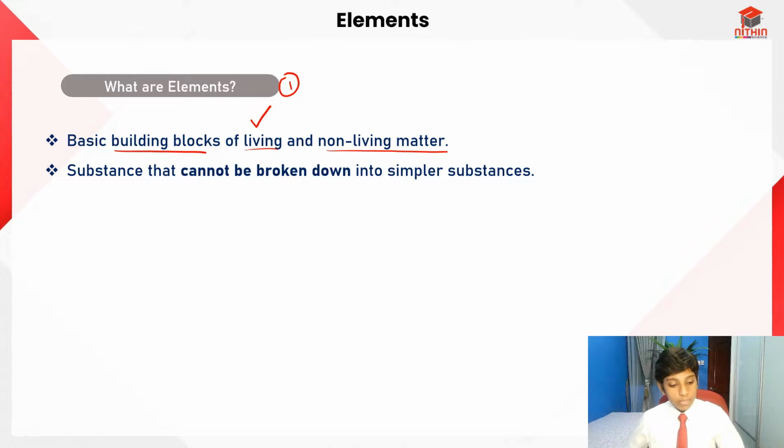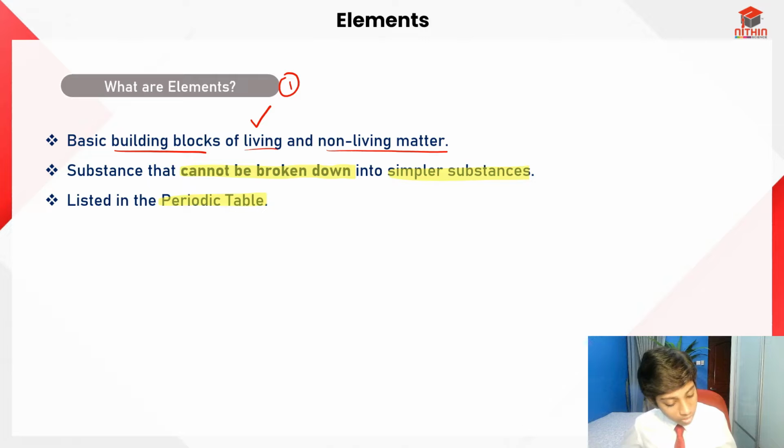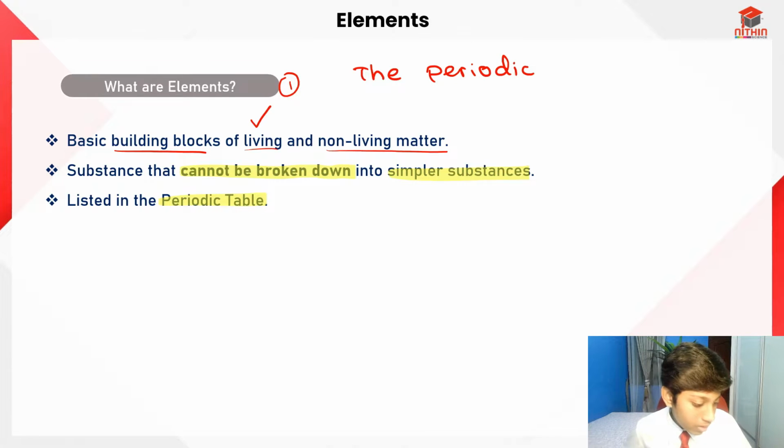An element is basically a substance that cannot be broken down into simpler substances. This is something important. Substances that cannot be broken down into simpler substances. And elements are also listed in the periodic table, like I said, the periodic table of elements.